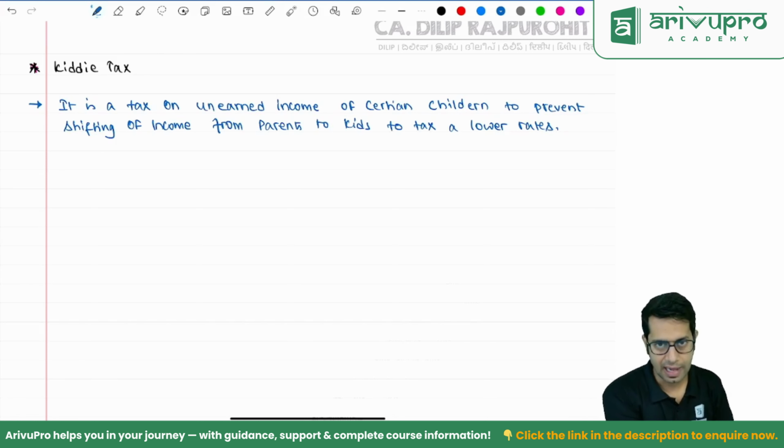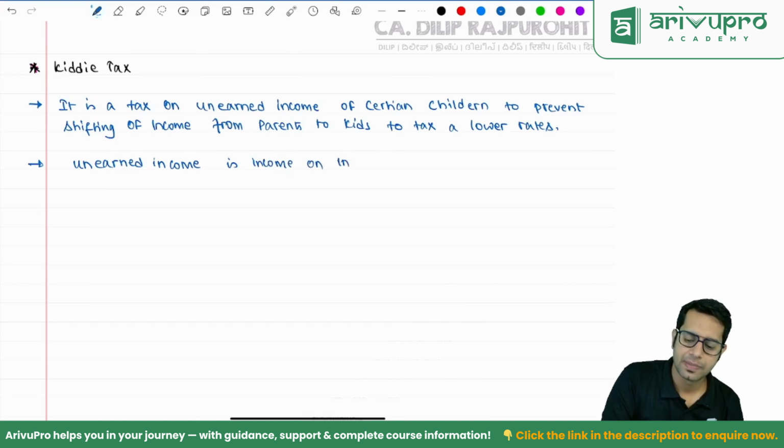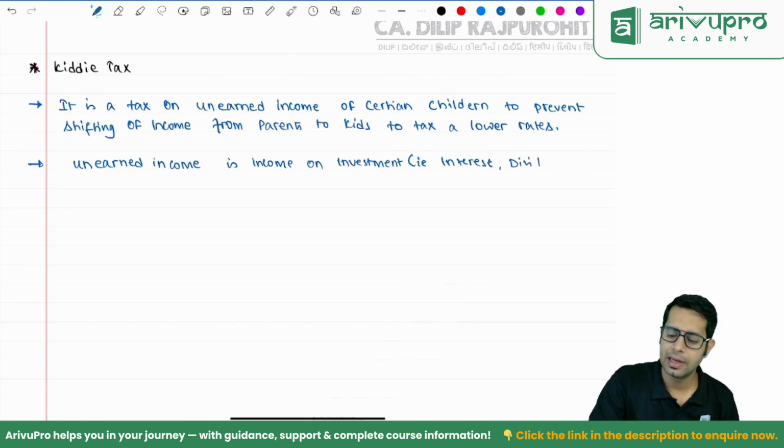It is a type of tax which is collected on unearned income. By the way, what do you mean by unearned income? Unearned income is income on investments, that is your interest income or your dividend income or your capital gain income, etc.